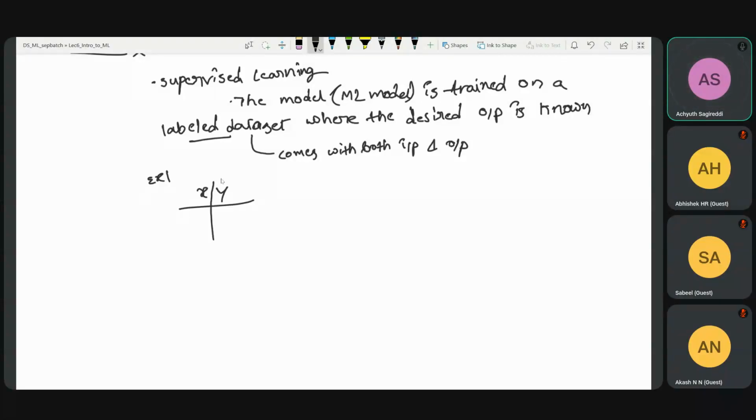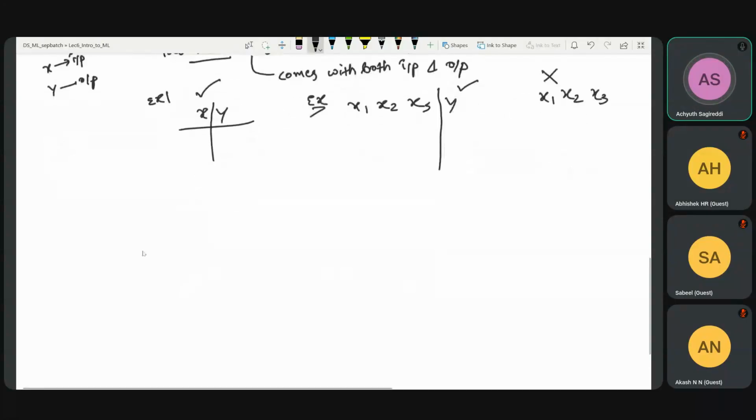This is example one. This is a labeled data. Example two, X1, X2, X3 are the inputs and Y is the output. This is the labeled data. And X1, X2, X3 alone is not a labeled data because Y is not there. So what is X and what is Y here? For our convenience, X will denote input and Y will denote output. So let's say for example Y1, Y2, Y3, let's say these are the columns.